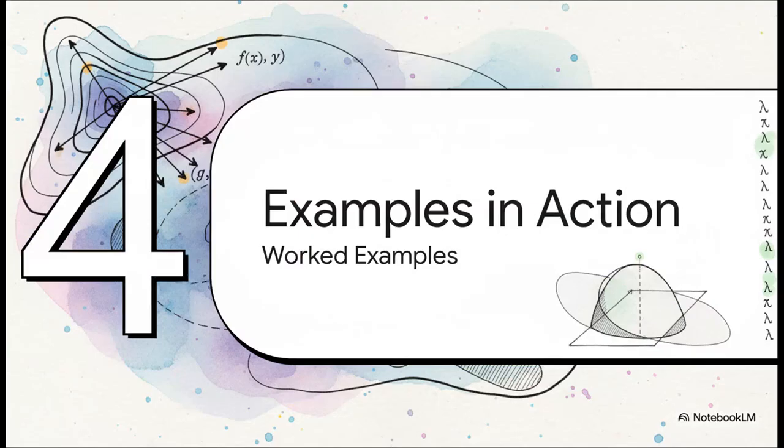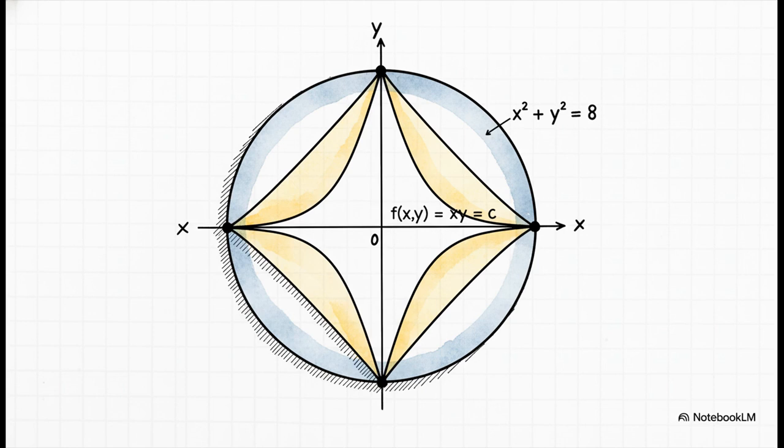You know, theory is one thing, but the absolute best way to really get this is to see it work. So let's put this method to the test with a few classic examples that you definitely run into in a university calculus course. Let's kick things off with this one. We want to maximize the function f of x, y equals xy. But we have a rule. We're constrained to only the points on a circle with a radius of the square root of 8. So you can think of that circle as our trail.